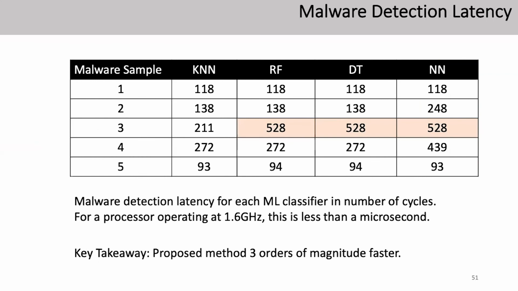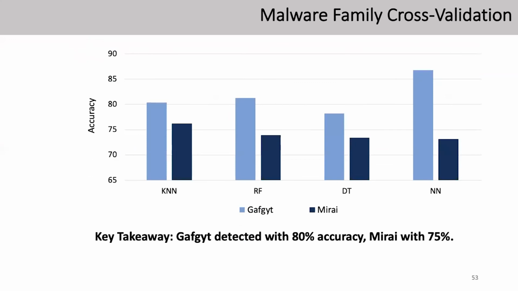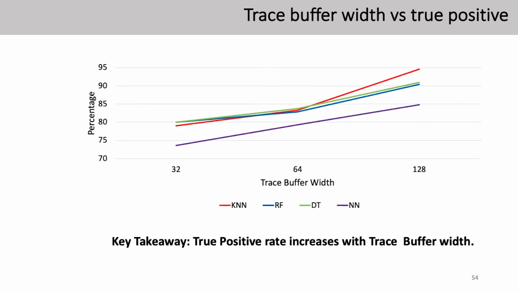And in the results, you can see that we can actually detect in very few cycles. The highest number of cycles we need is 528 cycles, which, if you use a processor of 1.6 gigahertz, is less than a microsecond, right? This is 3 orders of magnitude faster than existing software-based antivirus solutions. We have a very high true positive rate and very low false positive rate. We use cross-family validation, so you train on one family of malware and validate on another family of malware, and we can actually detect them with very high confidence.